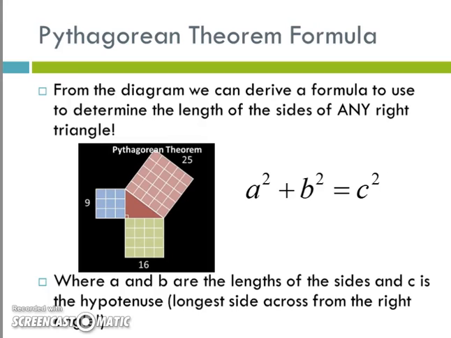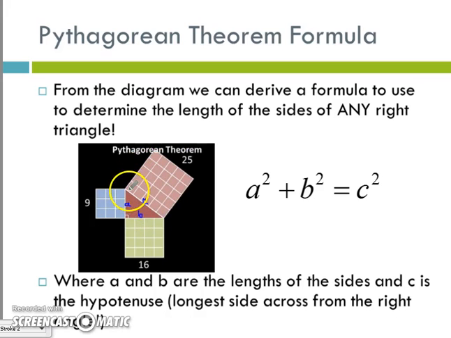From that diagram, we can derive a formula to use to determine the length of any of the sides of any right triangle. So a squared plus b squared equals c squared. A and B are the legs of our triangle, so it doesn't matter which one is A and which one is B. A squared plus B squared is going to be equivalent to C squared.